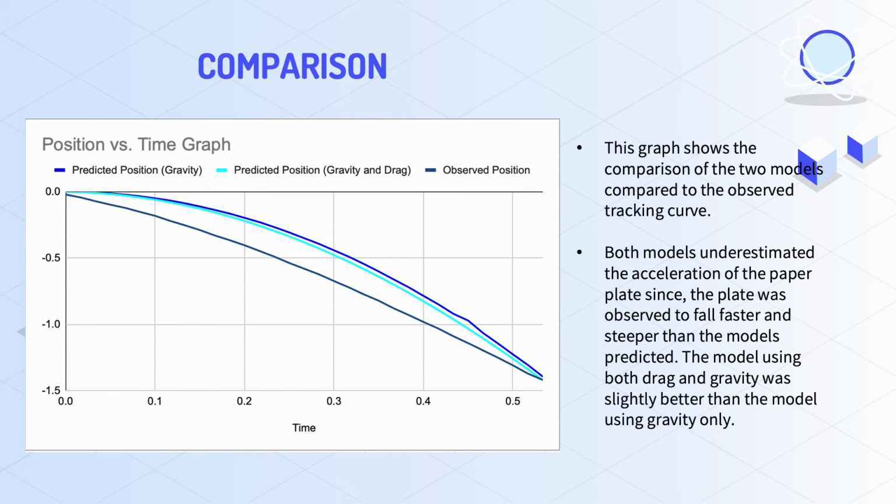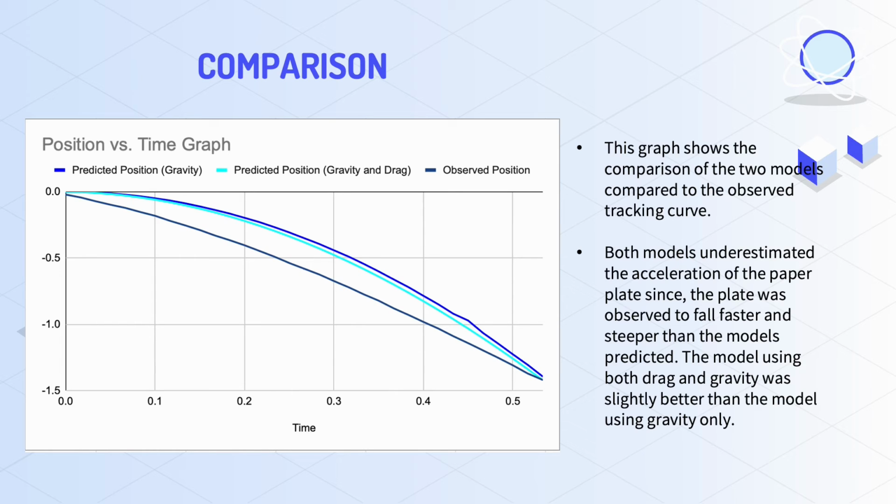This graph shows the comparison of the two models compared to the observed tracking curve. Both models underestimated the acceleration of the paper plate since the plate was observed to fall faster and steeper than both the models predicted. The model using both drag and gravity was slightly better than the model only using gravity. It is likely that the aerodynamic forces on the concave paper plate were more complicated than the model evaluated. The fluttering of the plate, due to its flexibility, indicates that the drag was not equal across the mass of the paper plate.